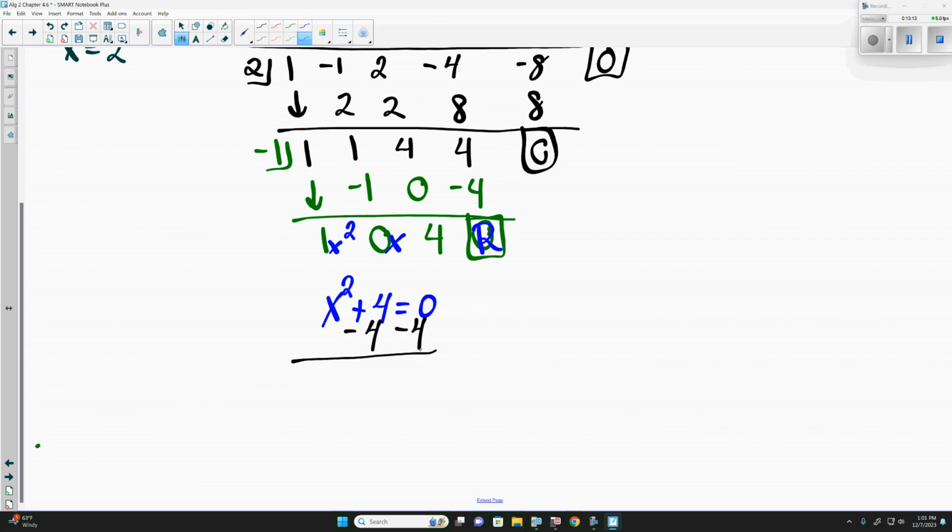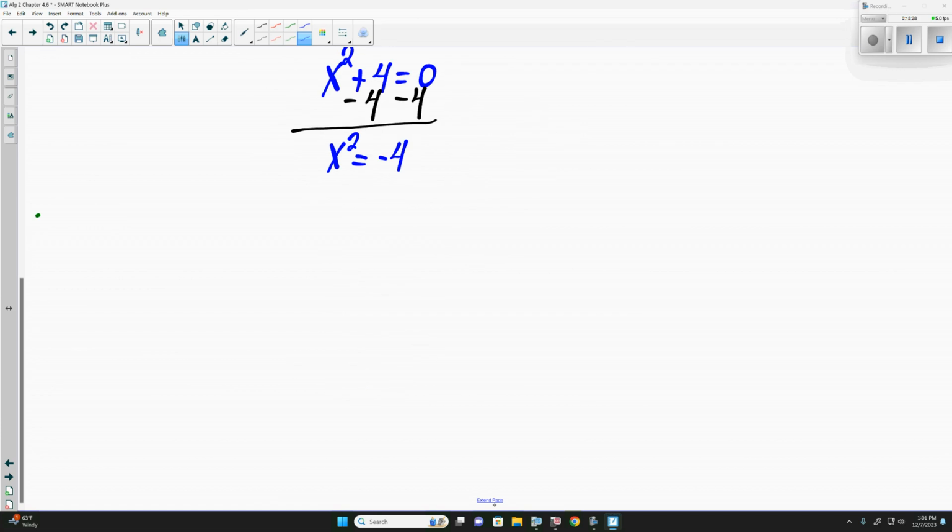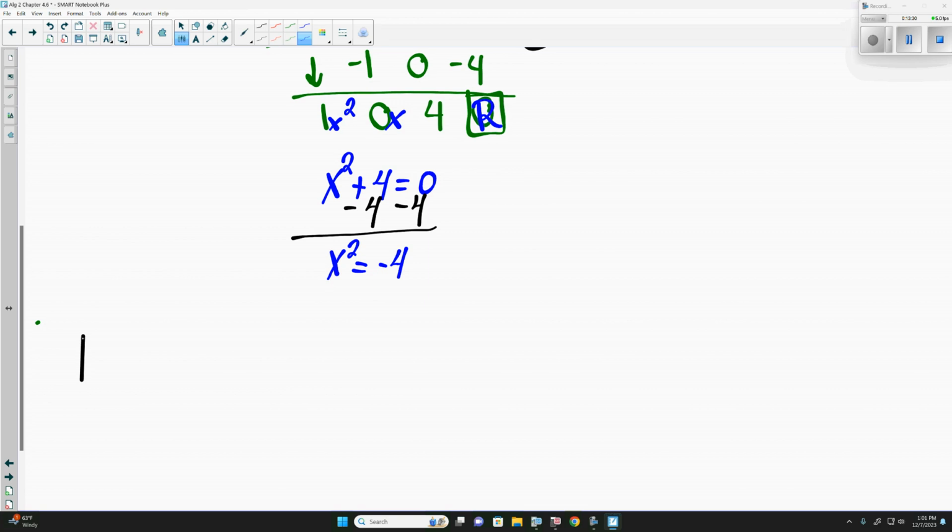So x squared is equal to -4. Now since there's not a middle term, we don't have to use the quadratic formula for this. We can, but it's going to be a little bit easier, a little bit quicker to use the square root method. Because it is possible to do this by the quadratic formula, but it's a little bit quicker doing this here.